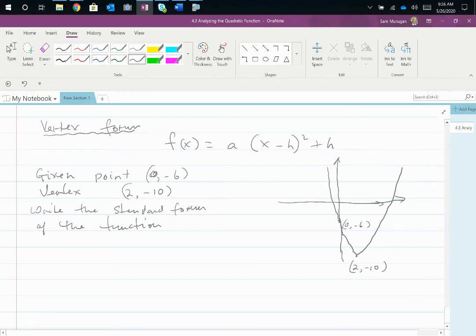Now, to write the equation for this, we first designate the given point as x and y, and the vertex is h and k. And we go straight to that form, f of x equals a times (x minus the h value, which is 2) squared, and the k value is negative 10.